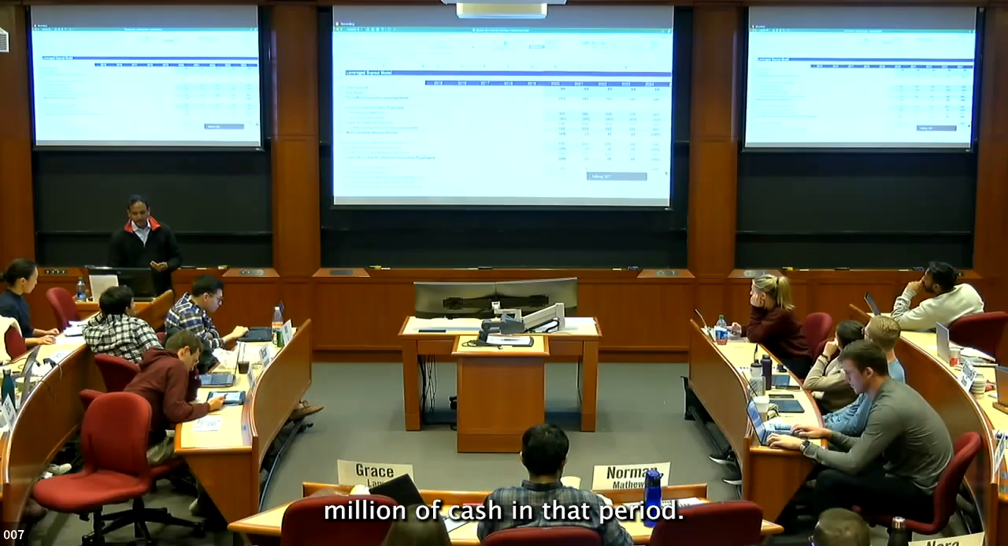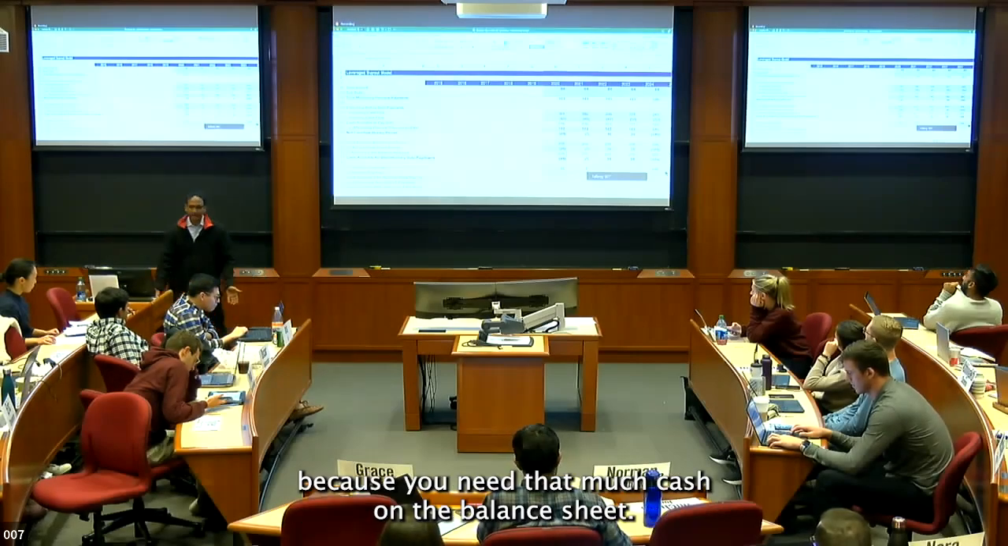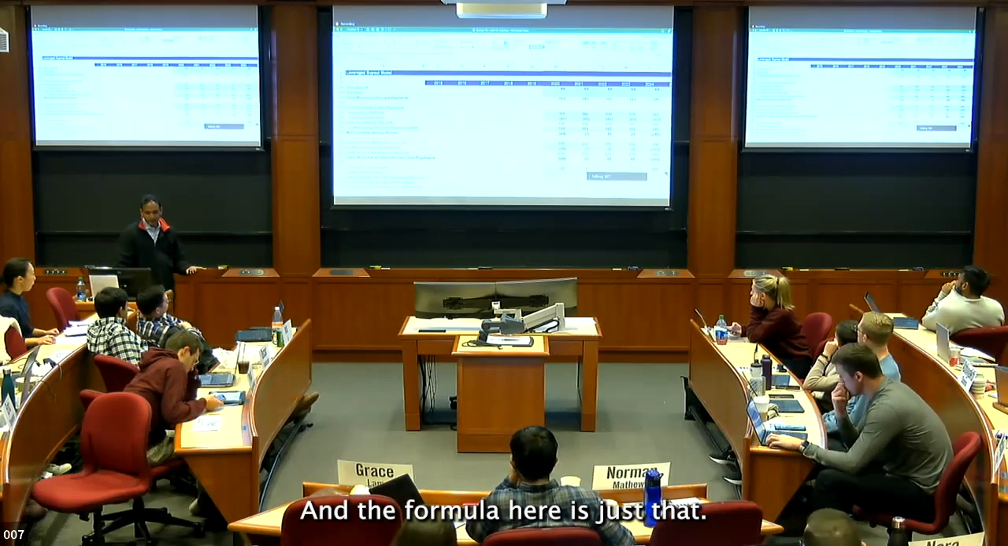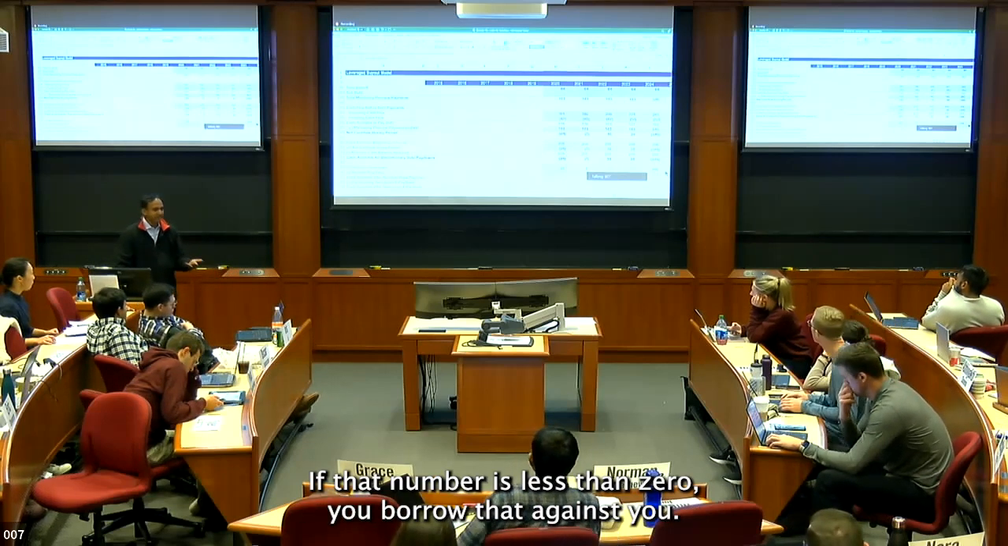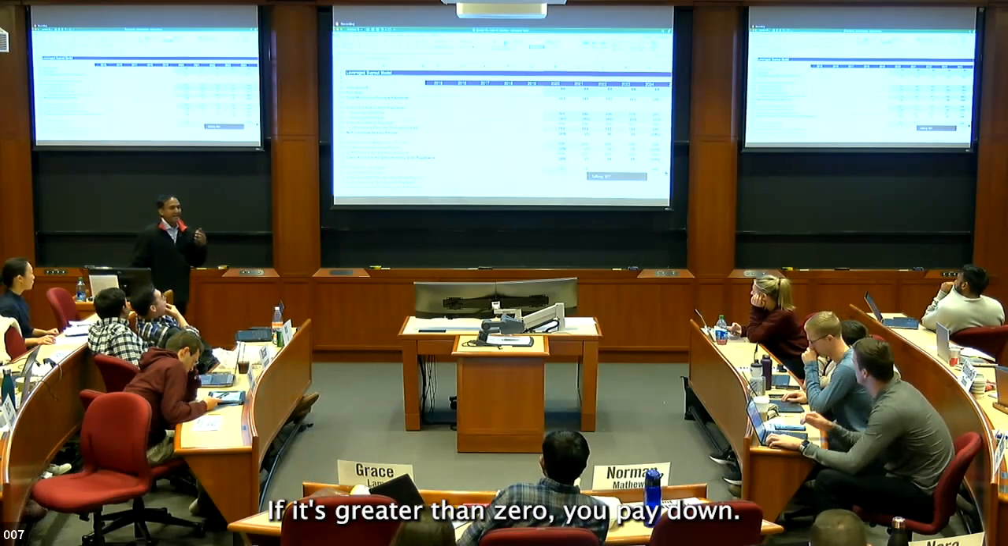million of cash in that period, but your minimum cash balance required is also 200 million, obviously, because you need that much cash on the balance sheet. Therefore, guess what? You have a $24 million shortfall. And the formula here is just that if that number is less than zero, you borrow against it, you take down the revolver like that. If it's greater than zero, you pay down.